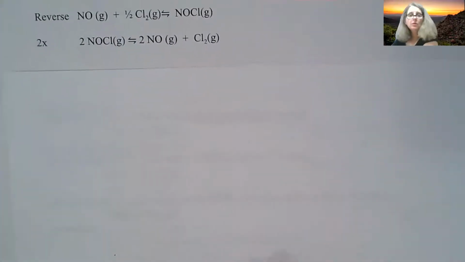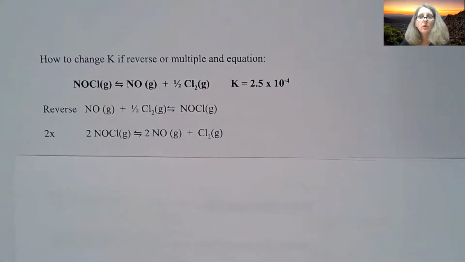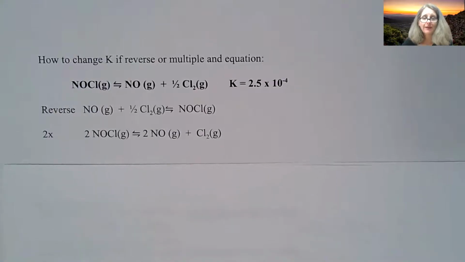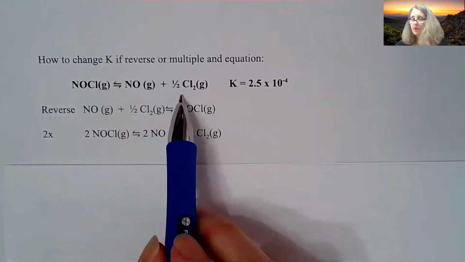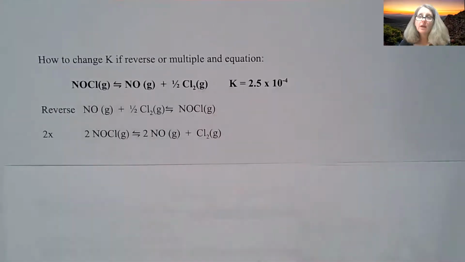All right, some finer points about K. So go to the next page. What happens if you reverse or multiply an equation? What happens to the actual K? I've given you this equation, and this is the K for this particular equation, the way it is written. The one thing you must understand going forward is that anytime we're looking at an equilibrium reaction, since it can be reversible, we always say on the left is the reactants, on the right is the products.